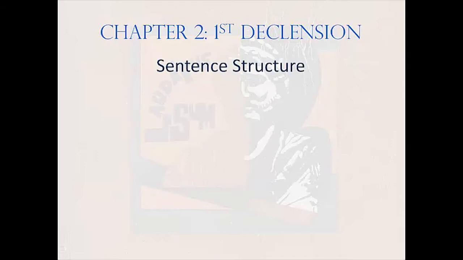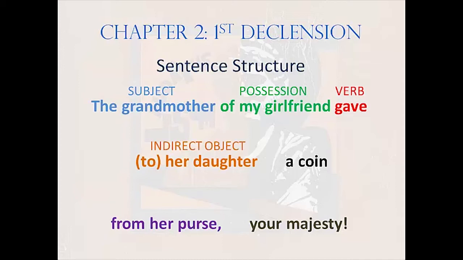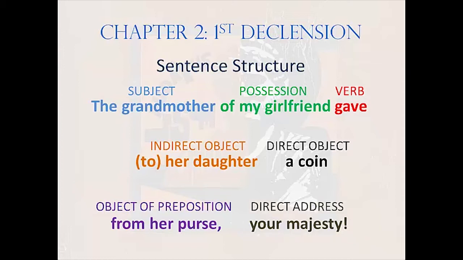Now let's look at some basic sentence structure as it applies to Latin grammar. And let's start with this useful but rather stupid-sounding example grammar sentence. The grandmother of my girlfriend gave her daughter a coin from her purse, Your Majesty. Grandmother is the subject of the sentence. Of my girlfriend shows possession. Gave is the verb. Her daughter, which could also be expressed as to her daughter, is the indirect object. A coin is the direct object. From her purse is a prepositional phrase consisting of from plus its object purse. And finally, Your Majesty is a direct address.